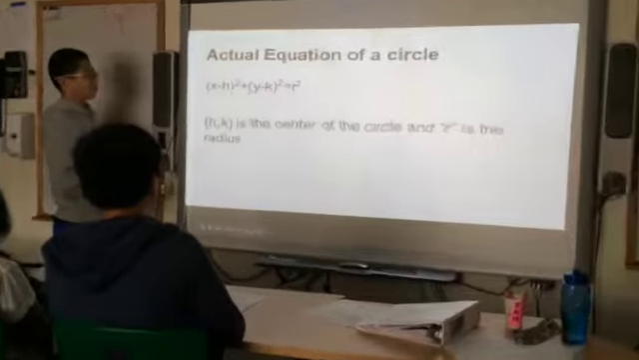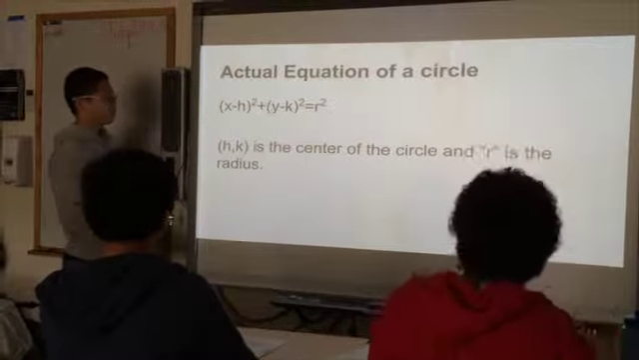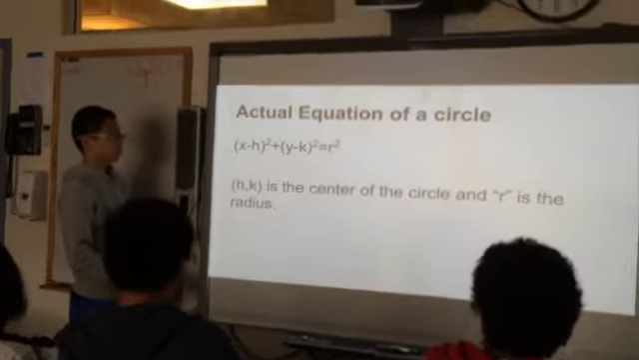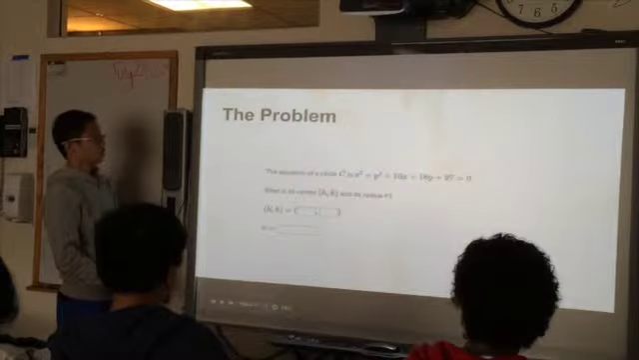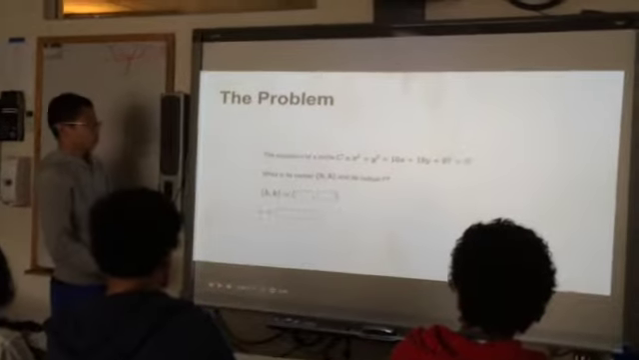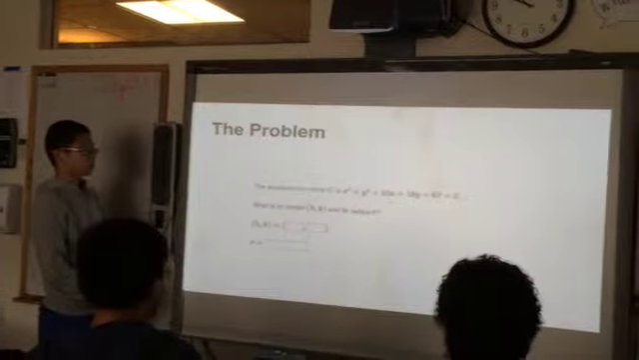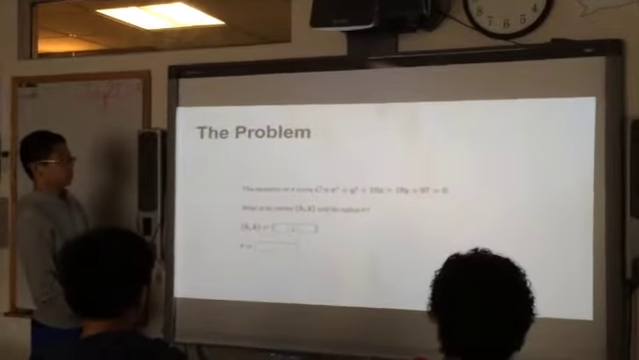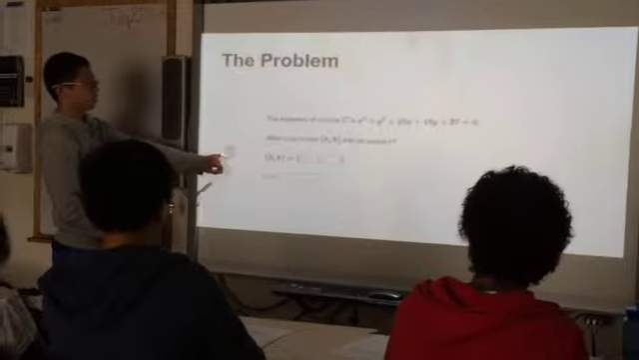Okay. The actual equation of a circle is (x minus h) squared plus (y minus k) squared equals r squared. (h, k) is the center of the circle and r is the radius. The problem: x squared plus y squared plus 10x plus 18y plus 97 equals 0. And we have to find the center and the radius.